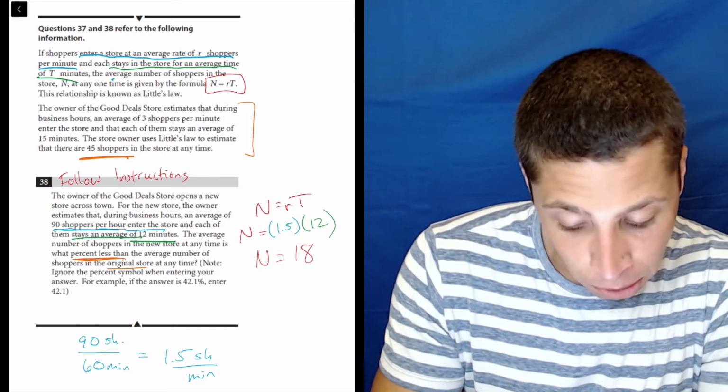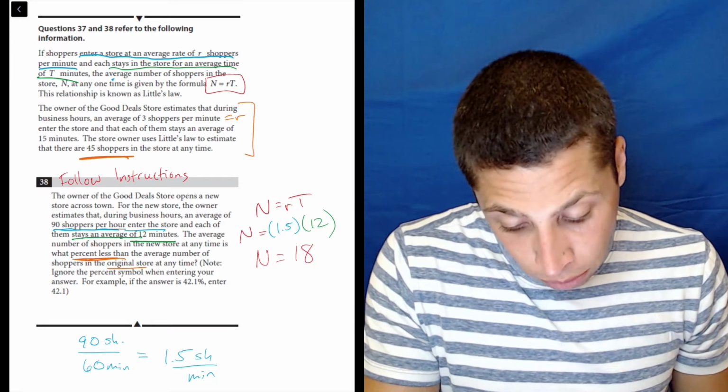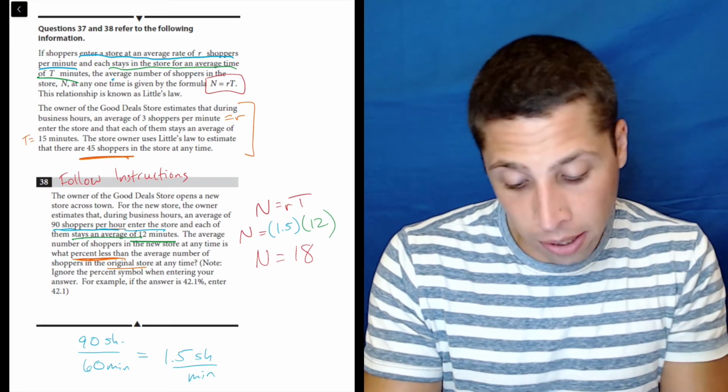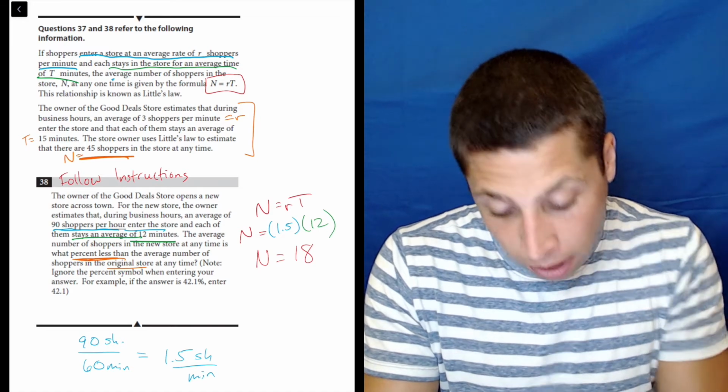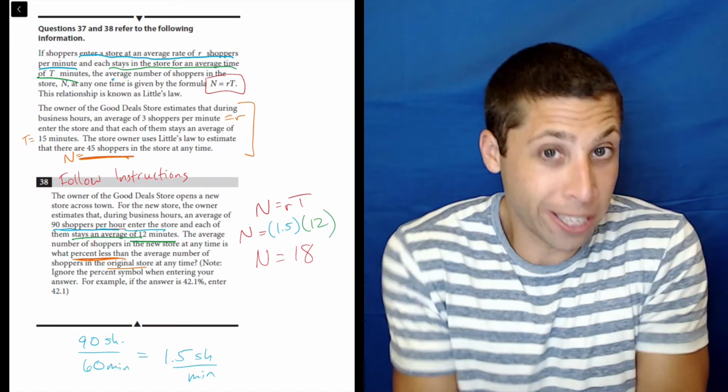So 3 shoppers per minute entered. That's your R value. So this is R. They're in the store for an average of 15 minutes. That's T. So 3 times 15 got us the N value of 45. So cool. That's helpful. They did it. We didn't have to do the conversion.